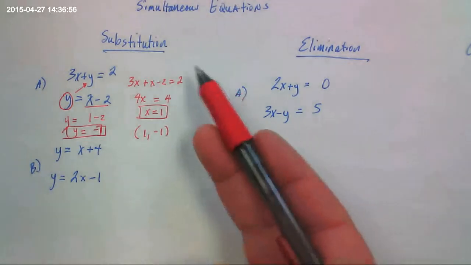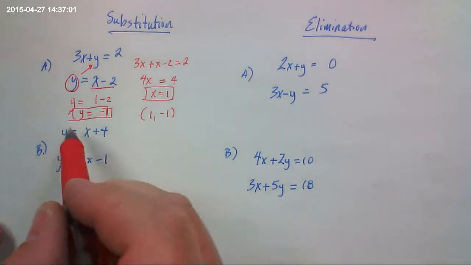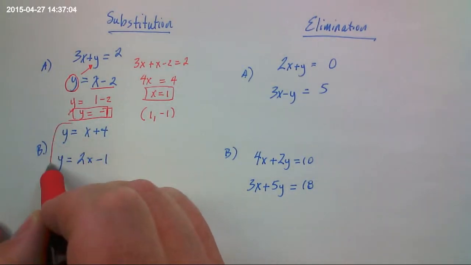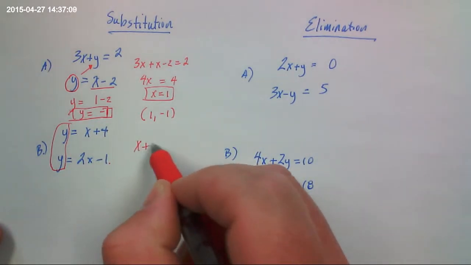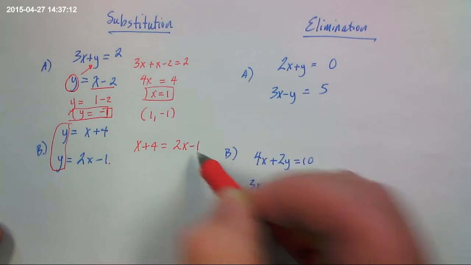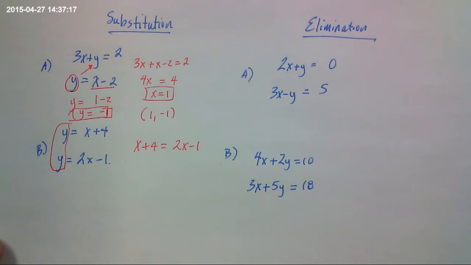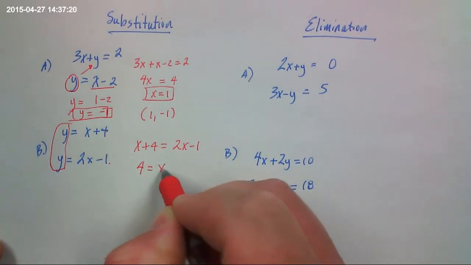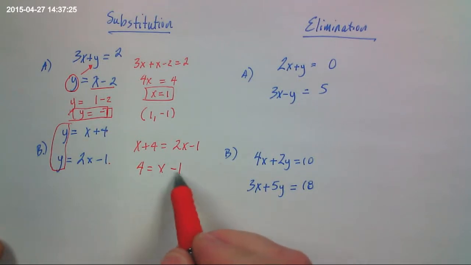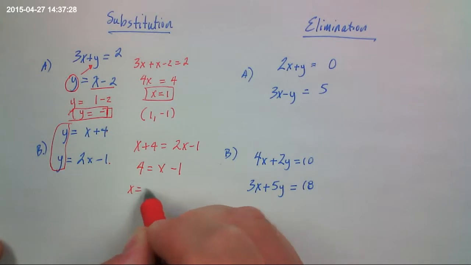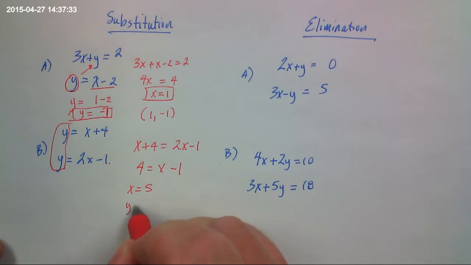Another time that substitution lends itself nicely to solving a system is when it looks like this. Since this is a set of simultaneous equations, y is the same as itself, so that means that this equals this. So x plus 4 equals 2x minus 1. All you got to do now is solve that. It's easiest to move the x with the smaller coefficient, so 4 equals x minus 1. So 5 is what this is going to be, because 5 minus 1 is 4. So x is 5. Now you just plug that into either equation, and you see that y is 9.